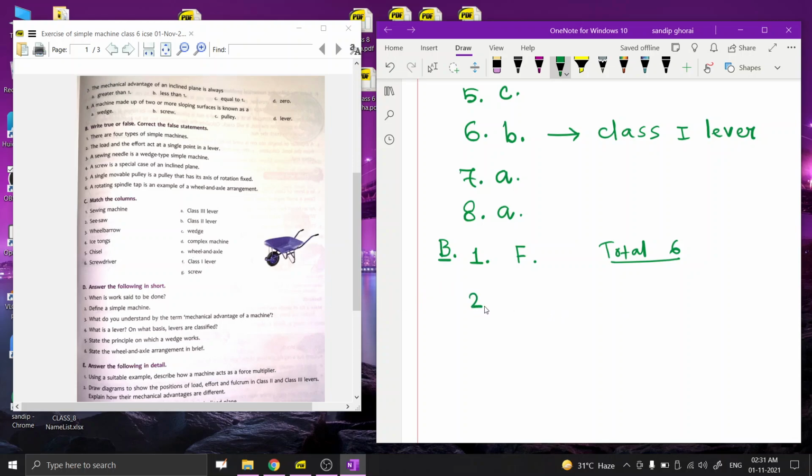And we move to our second question. The load and the effort act at a single point in a lever.